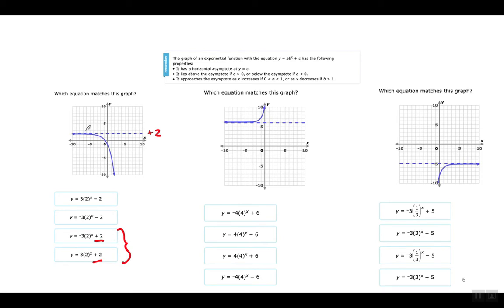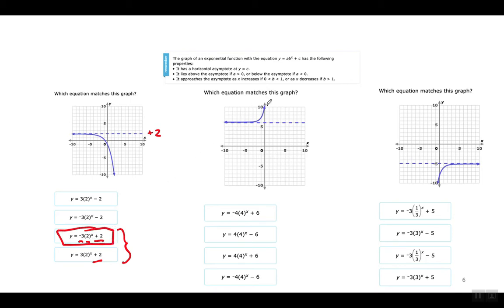Now, if the graph is below the horizontal asymptote, that means A has to be negative. And the graph of the line is going from left to right, away from the horizontal asymptote, so B has to be greater than 1. So this would be my answer here.